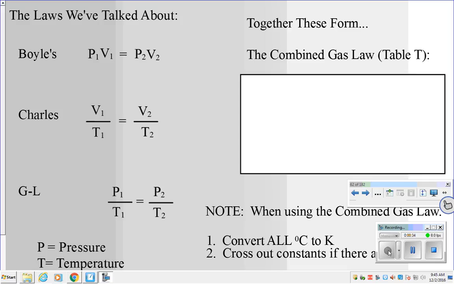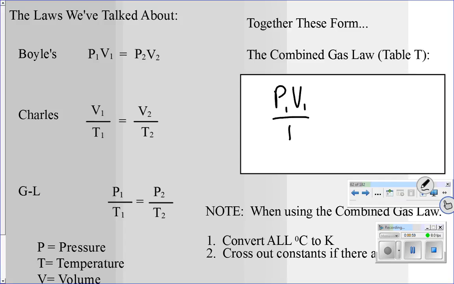So if we put these laws together, because Boyle relates pressure and volume, and Charles relates volume and temperature, we can relate pressure and volume and temperature, and then we're able to also use Gay-Lussac's to tie the whole thing together. So we can put these three laws together, and we get a law that you'll find in the back of your reference table. P1 V1 over T1 equals P2 V2 over T2.